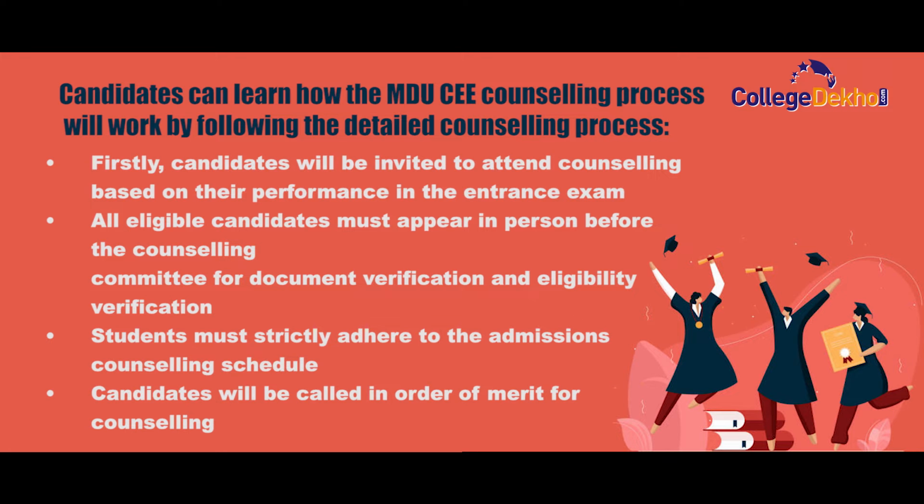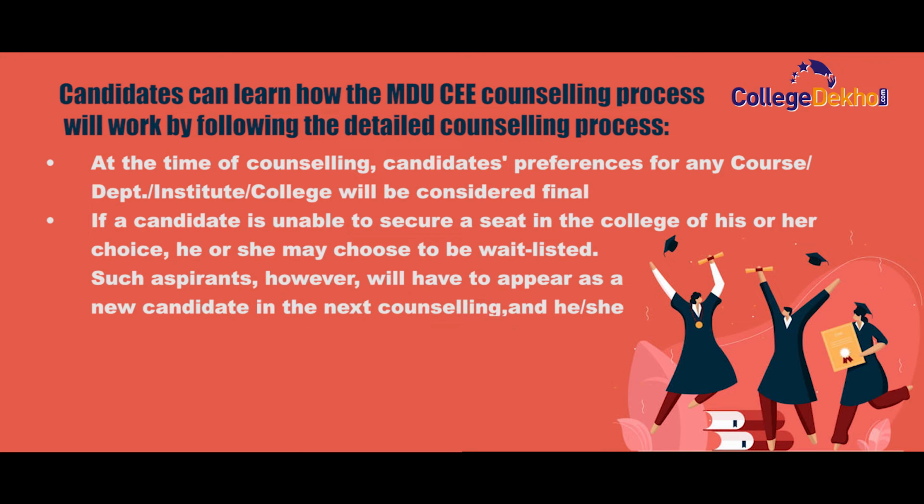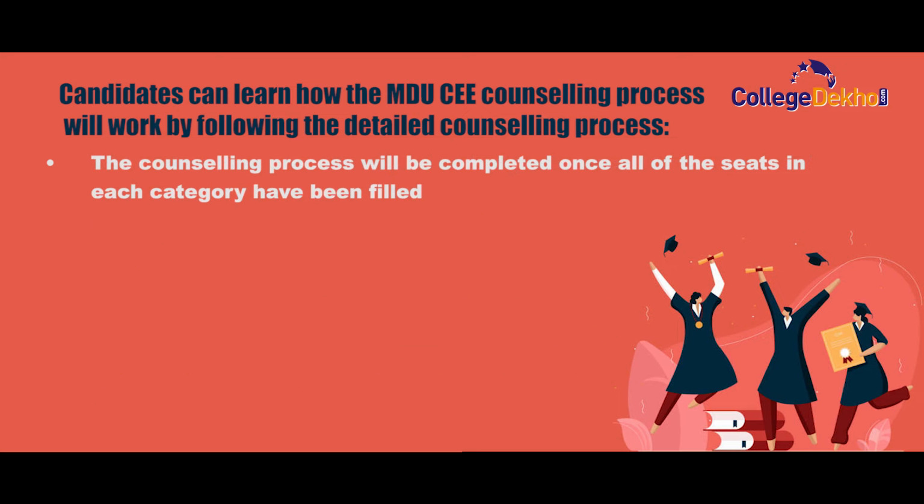Candidates will be called in for the counseling in order of their merit, and at the time of counseling, candidates' preferences for any course, department, institute, college will be considered final. If a candidate is unable to secure a seat in the college of his or her choice, he or she may choose to be waitlisted. Such aspirants, however, will have to appear as a new candidate in the next counseling, and he or she will be considered for admission based on merit, subject to the availability of the seats at the time he or she reports for the counseling. The counseling process will be completed once all of the seats in each category have been filled.